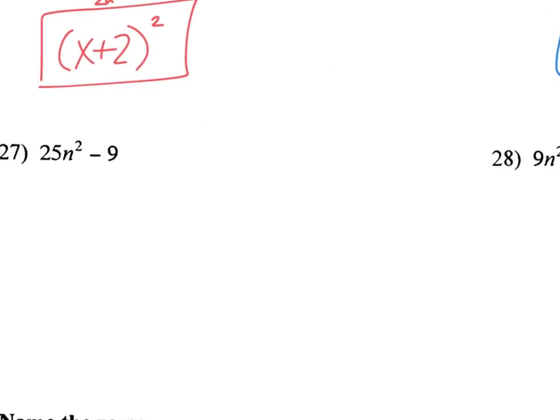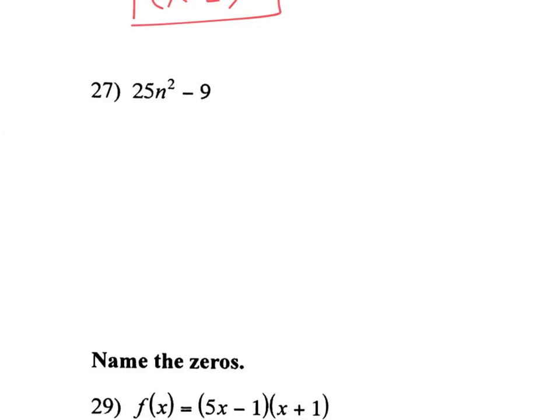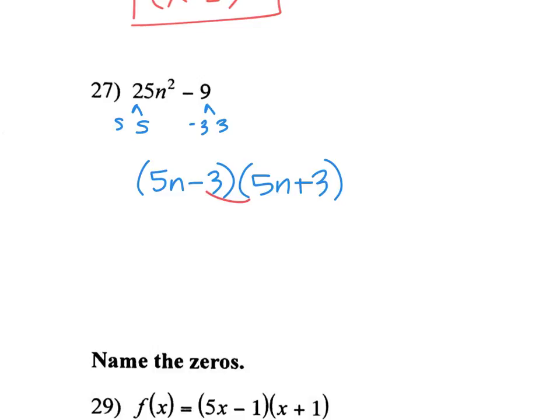All right, question 27, similar, but the middle is missing. So I'm going to break this apart, 5n and 5n. This time it's -3 and 3 because I have -9. So when I set this up, I have 5n minus 3, 5n plus 3, and I'll check. This gives me -15n and +15n, which cancel, which is what I wanted. I don't want that middle.